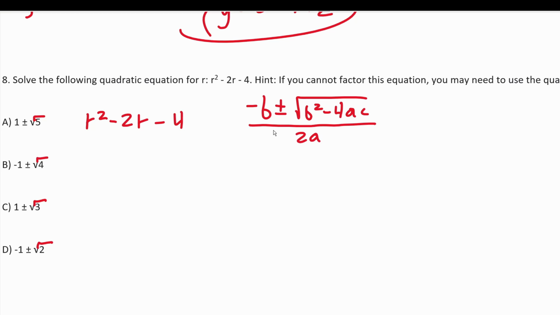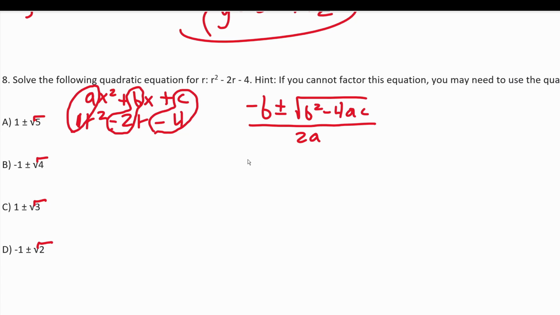And you might be saying to yourself, well, where do I get a, b, c from? Well, again, quadratic equations are of this form: ax squared plus bx plus c. Technically, there's a 1 in front of this r squared, so our a is 1 in this case. Our b is going to be -2, and our c is -4. Now that we've identified those values, we can simply plug them in and solve accordingly.